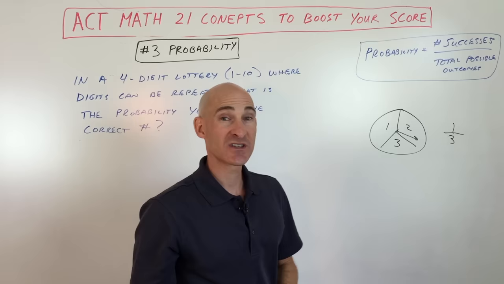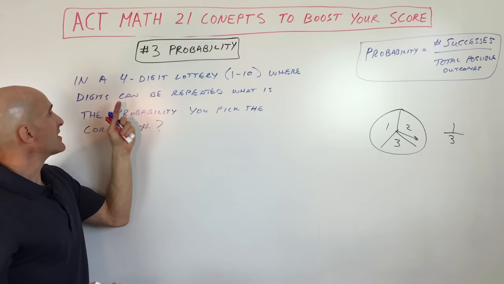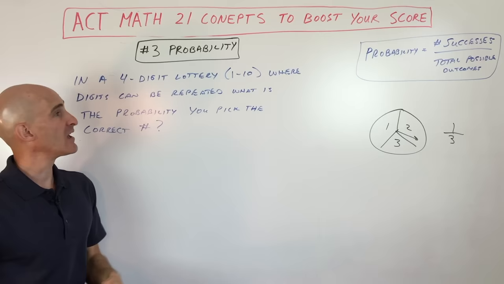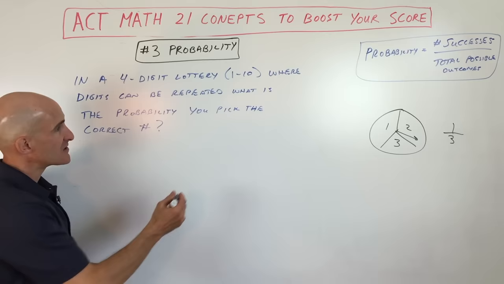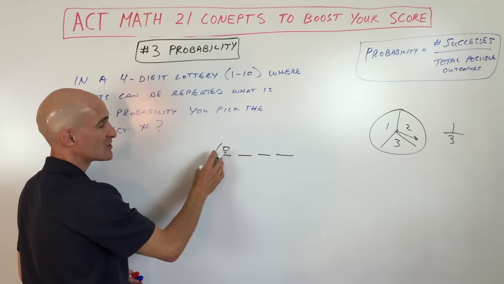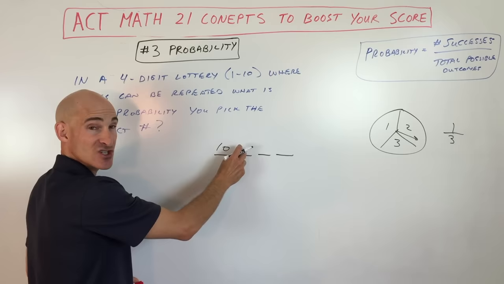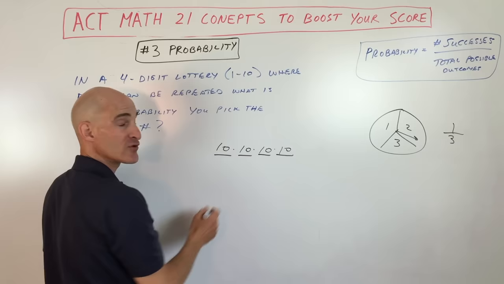This one says, in a 4-digit lottery, 1 through 10, where digits can be repeated, what is the probability that you pick the correct number? Well, one way to analyze this is to ask how many numbers are there? For the first number, there's basically 1 through 10, so you have 10 possibilities for the first digit. Since you can get that same digit again, there's 10 possibilities for the second, third, and fourth. And by multiplying those together, we know that there's 10,000 possible outcomes.